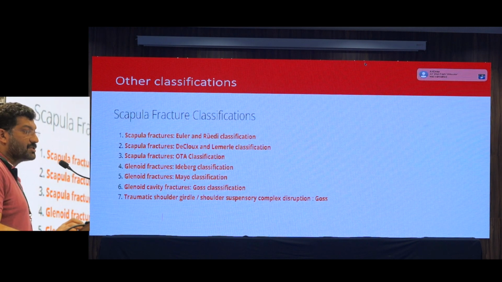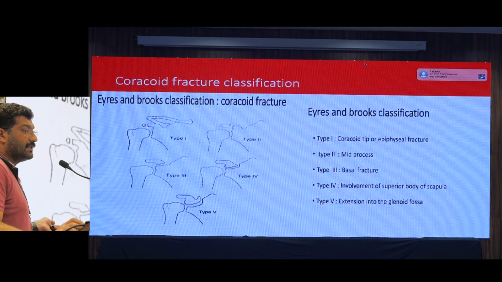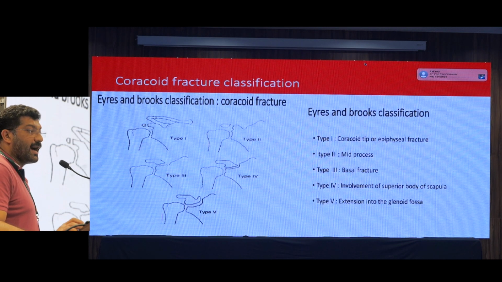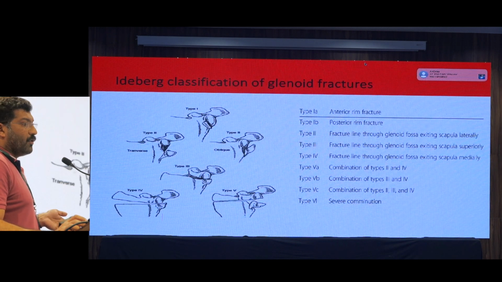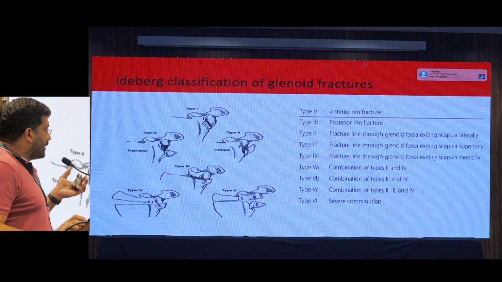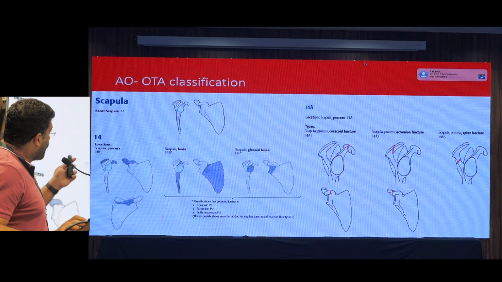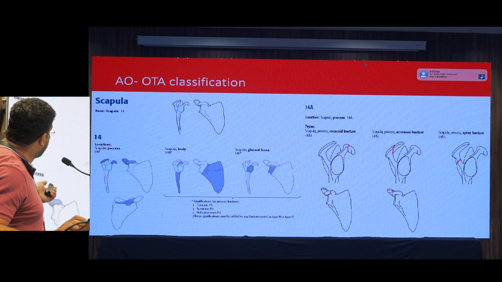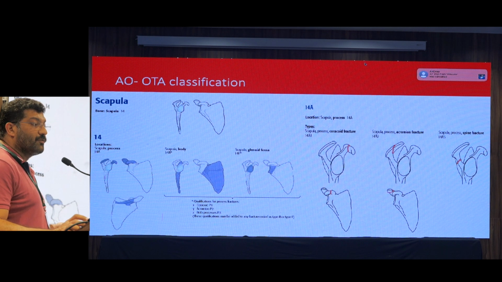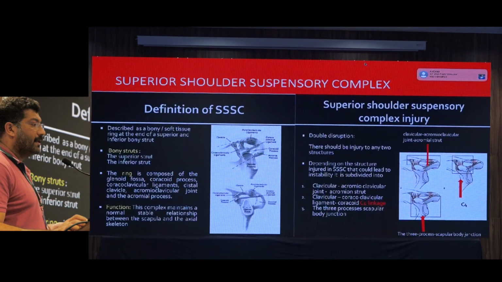A lot of classifications are there. For coracoid fracture, the most followed classification is the Ogawa classification. For acromion, you can go with the Kuhn classification. For glenoid fractures, the articular surface fracture, the Ideberg classification is better. All these can be included in the AO classification. Scapula is 14, the scapular process is 14A, body is 14B, and 14F is for the glenoid fossa.